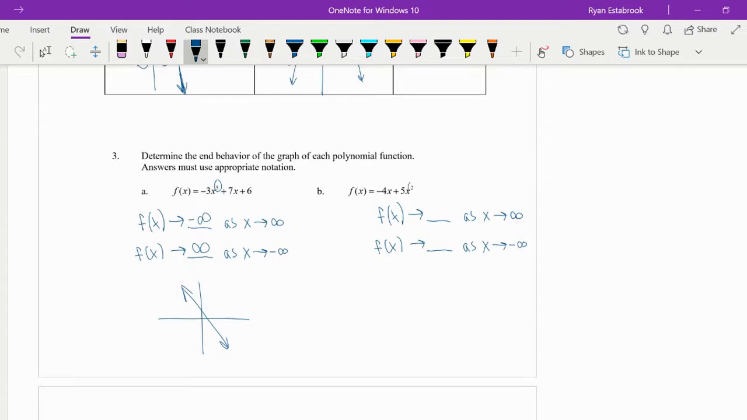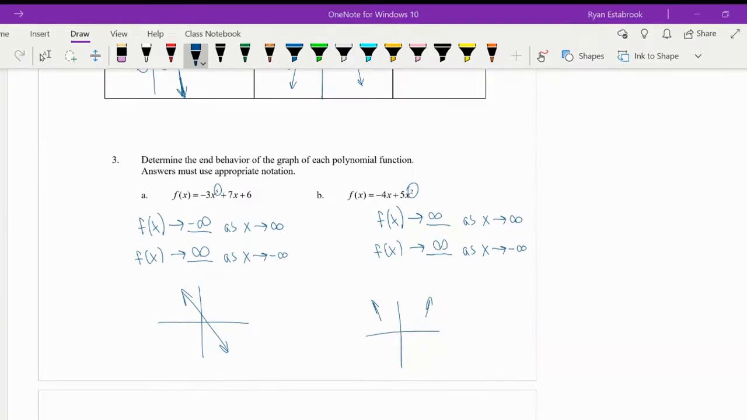Second example, my largest exponent is even this time, and the coefficient on that is positive, which means to the left and to the right, it's going to be going up. It's x squared, so there's going to be 1 turn in there somewhere. So as x goes to the right, f of x goes towards positive infinity, and as x goes to the left, f of x goes towards positive infinity.